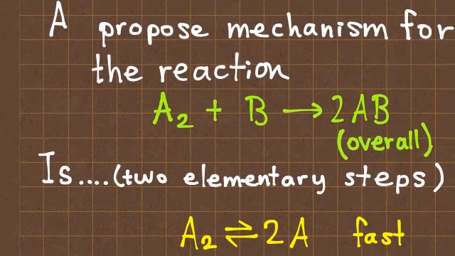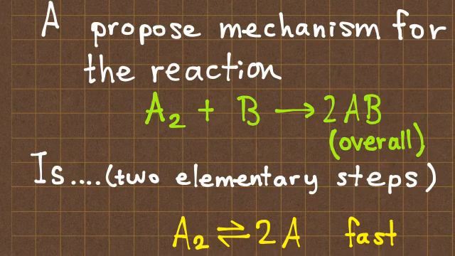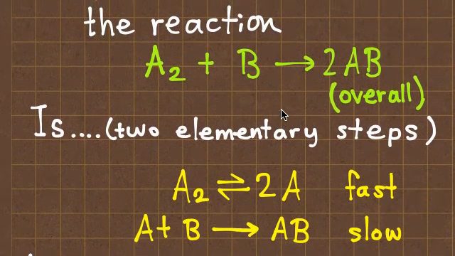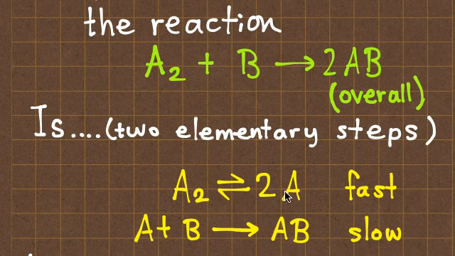A2 plus B goes to 2AB. That's the overall reaction. We're going to imagine perhaps it happens in 2 steps, where an A2 breaks up into 2 A atoms, then an A atom hits a B atom, creates an AB.